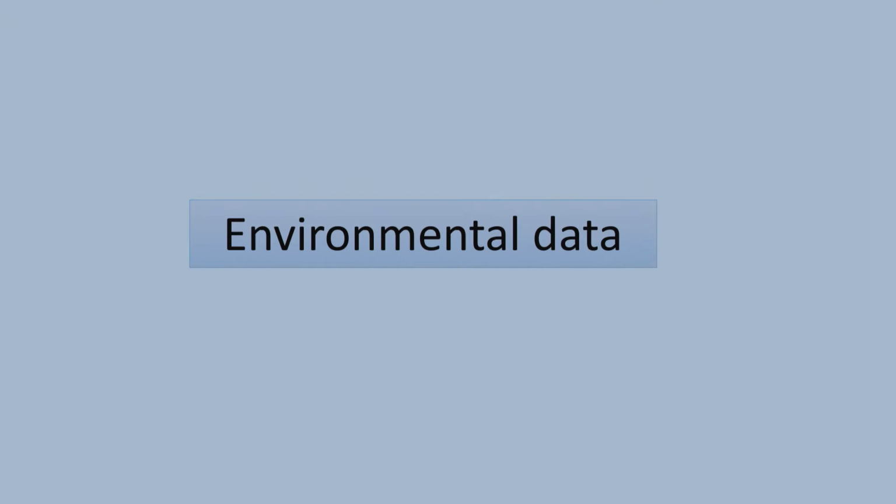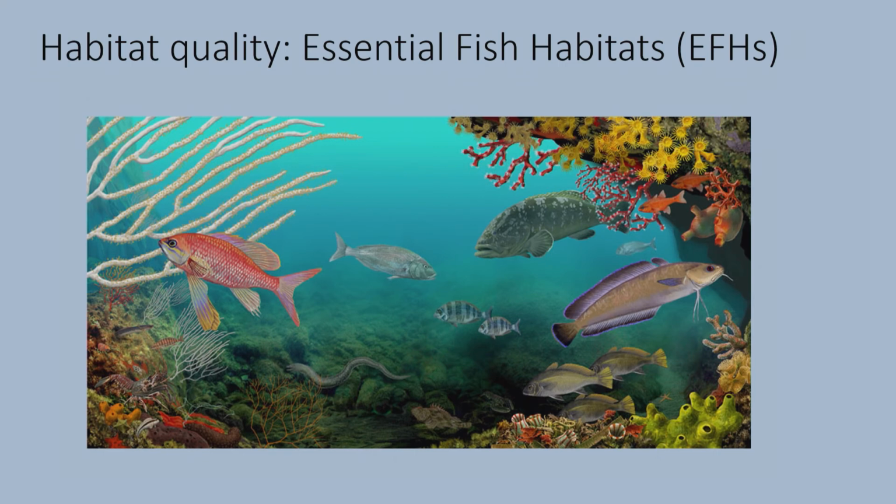Okay, we have talked about biological data. Now we move to environmental data. What type of environmental data should we collect? First, habitat quality. It is important to determine essential fish habitats. The essential fish habitats are those habitats where fish benefit most for their condition, their reproduction, and their growth, because they are habitats that have special characteristics, special value. For example, coral reefs. Coral reefs are essential fish habitats for many coral reef species which are vulnerable.